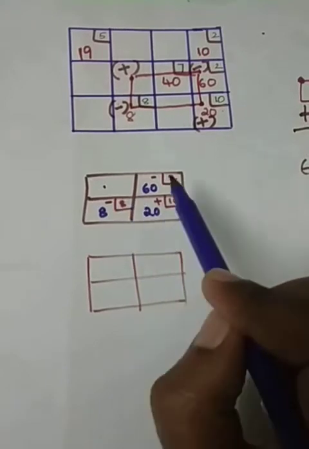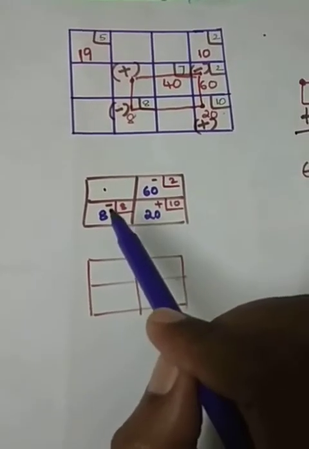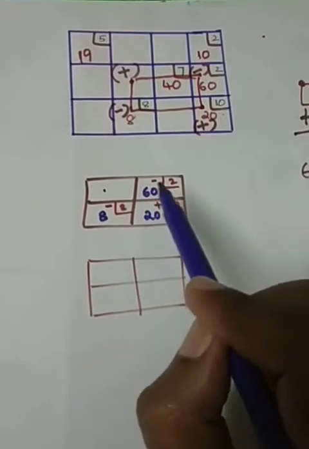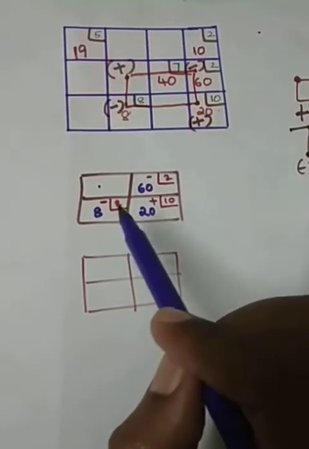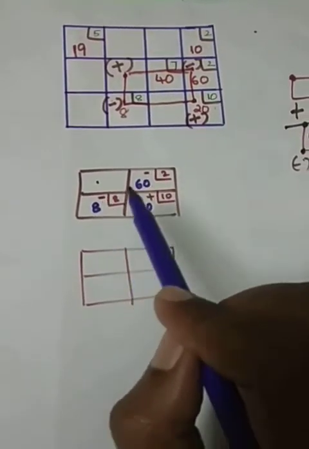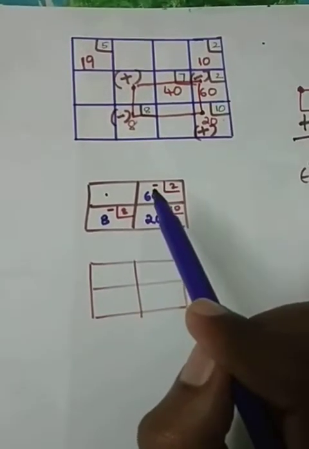Once this is done, you need to identify the allocated cells where you have assigned the negative signs. Here you have two negative signs and here you have two positive signs. So you need to identify the allocated values where you have given the negative signs. These two cells are the cells where you have assigned the negative signs.